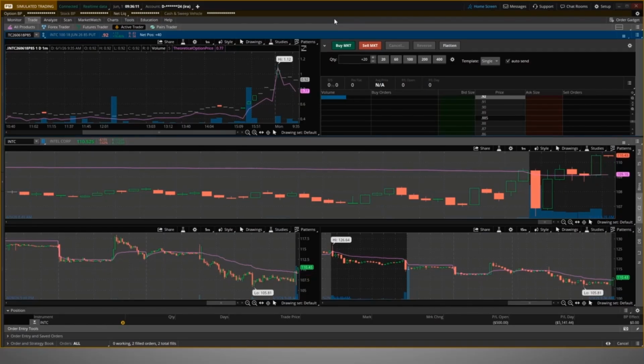And because I am so late in the entry, not only am I down 5K, I'm also down over 500 on the open because I got in way too late.